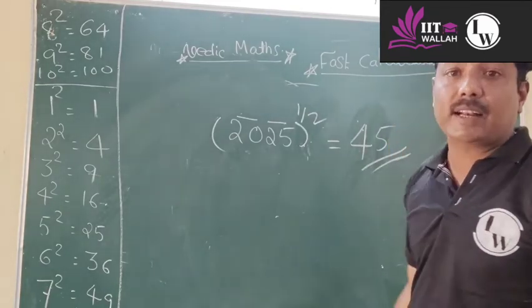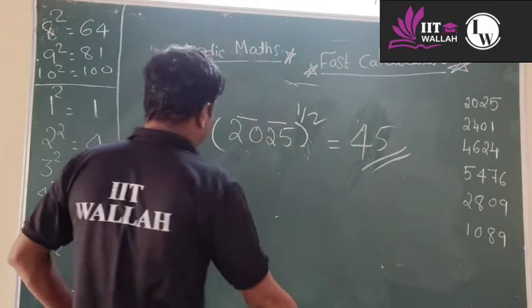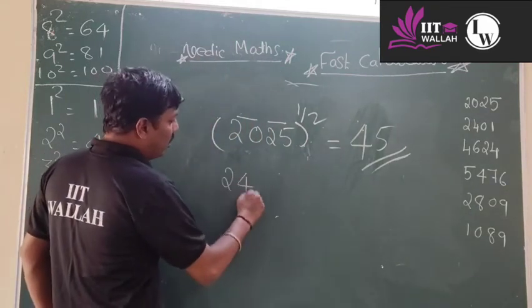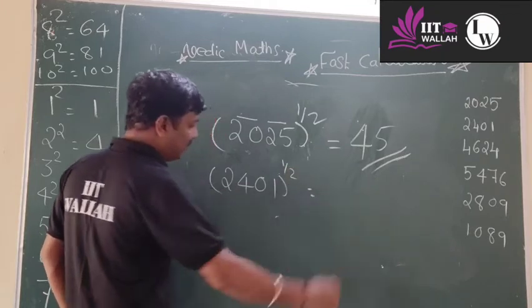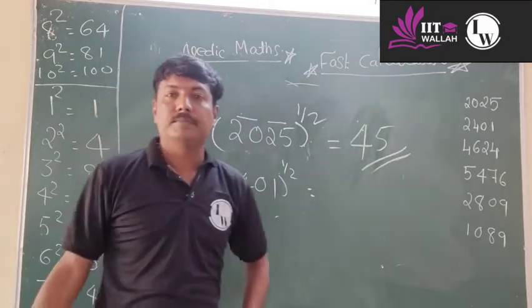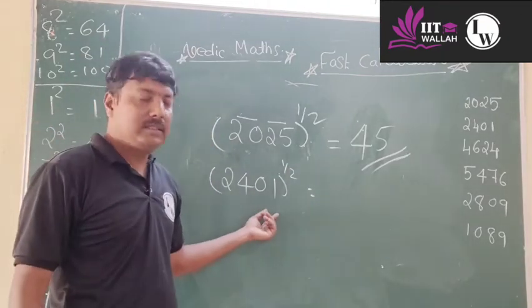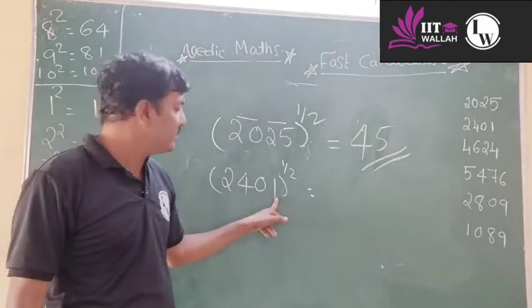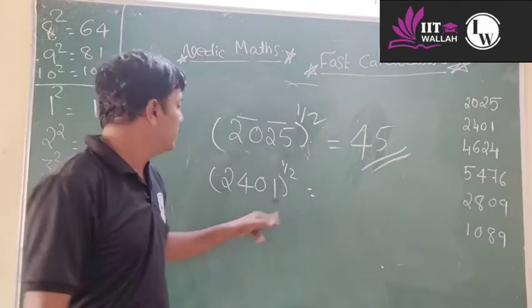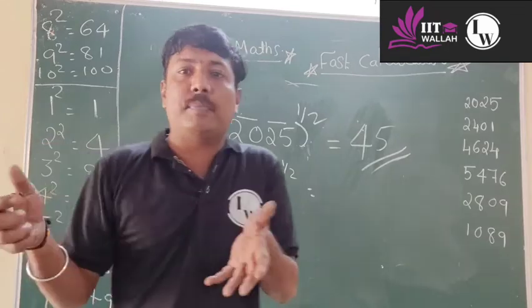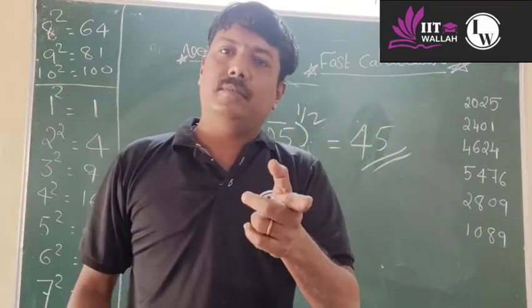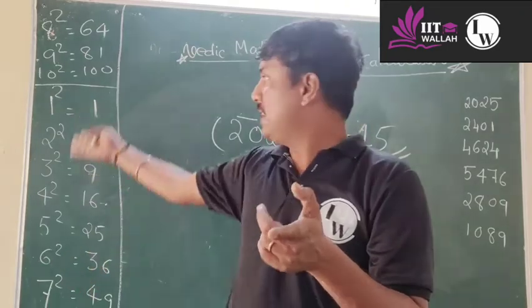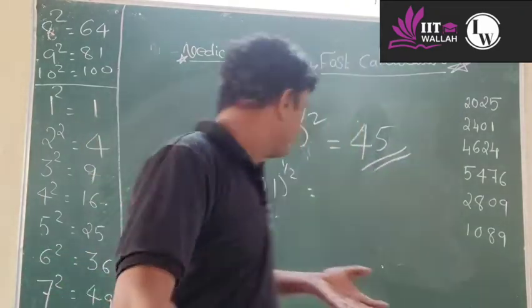Now we will check another number, like 2401. We want to find the square root of this. Here the ones place digit is 1. So the square root's ones place digit may be 9 or 1, as you can understand from the trick, from the table.